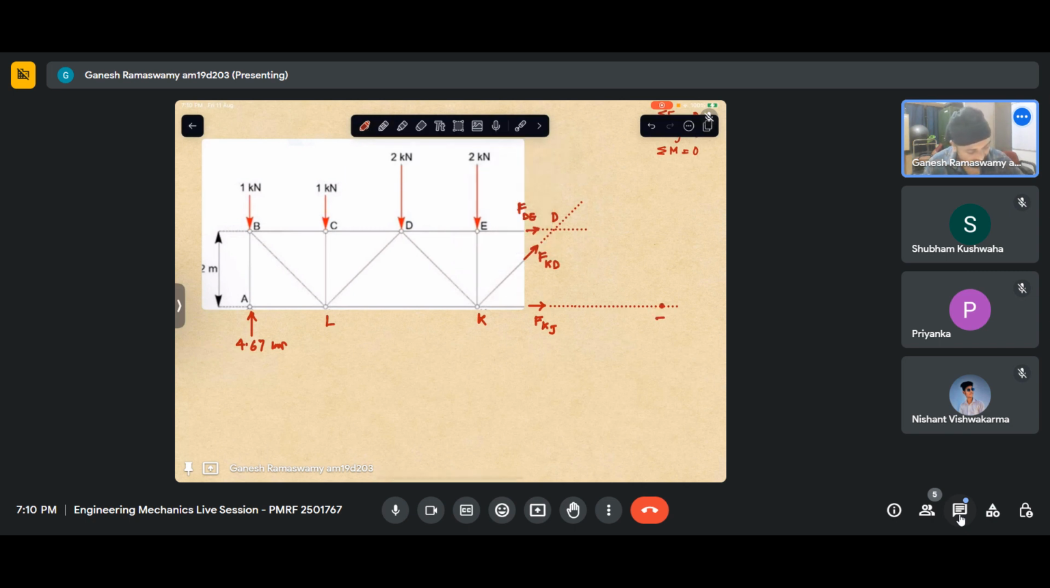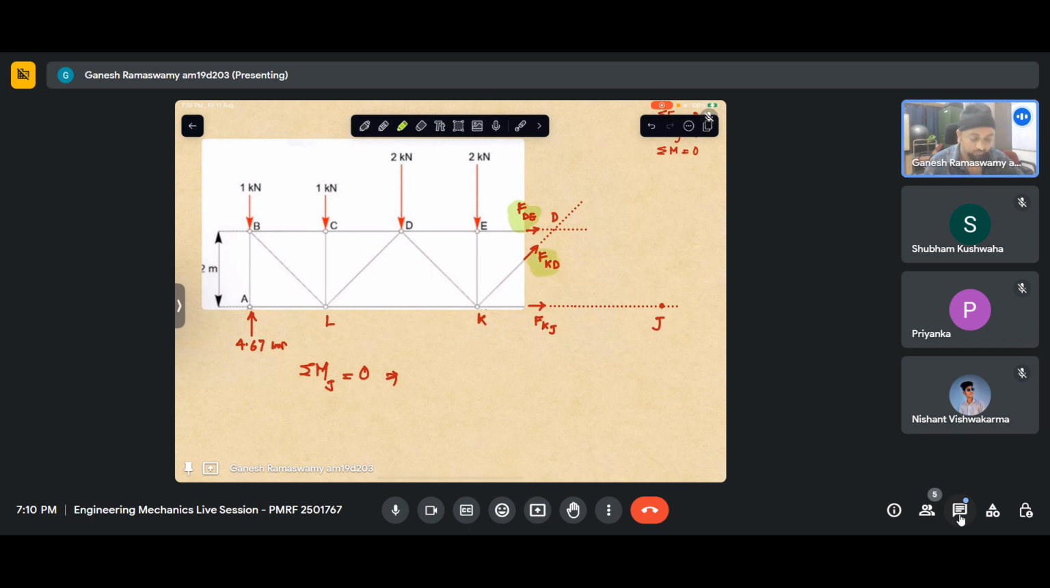I have a joint J somewhere over here. Now if I were to take sigma M about J equal to 0, what all forces will contribute to that? Essentially KJ passes through J, so KJ will have no contribution. FDE does not pass, so it will definitely have a contribution.